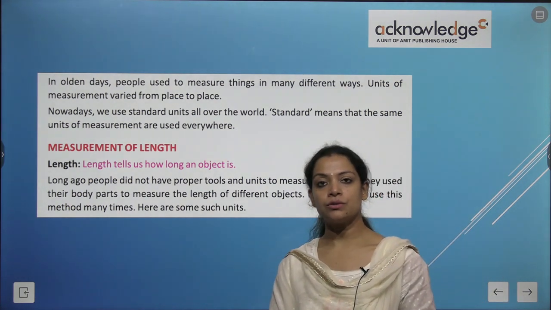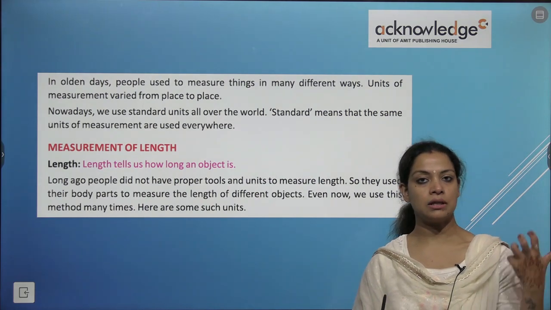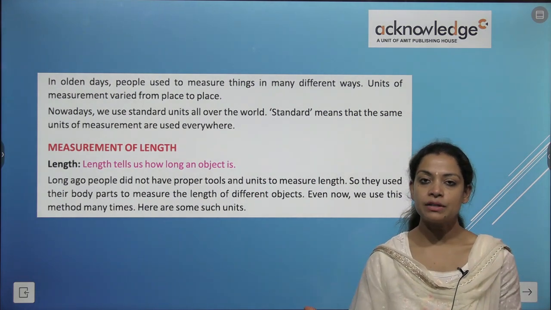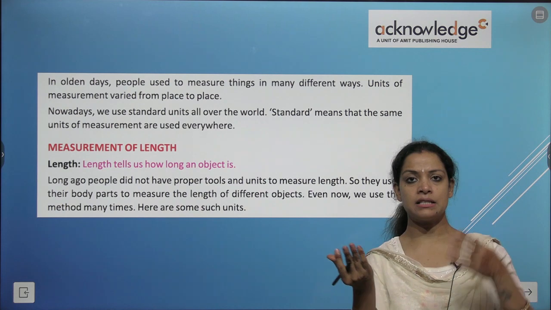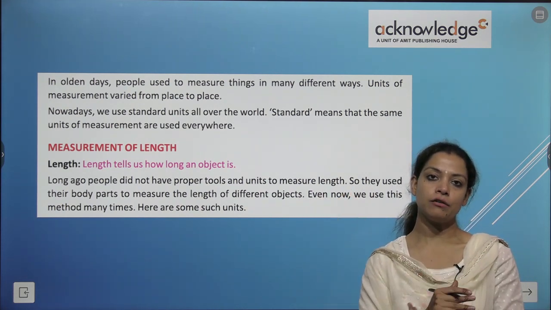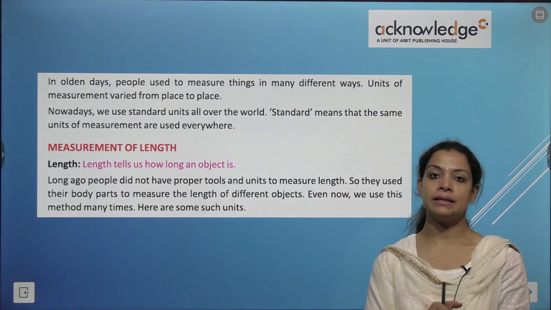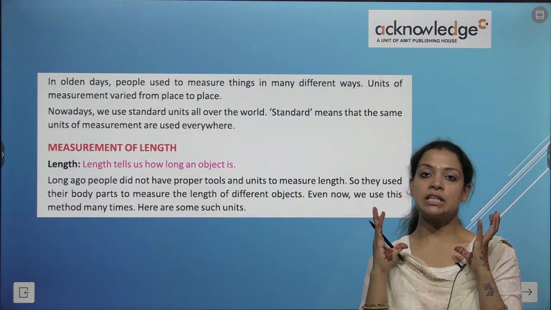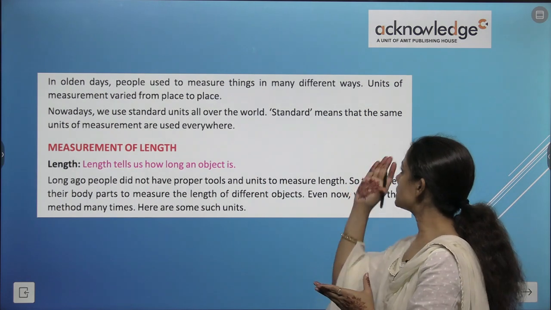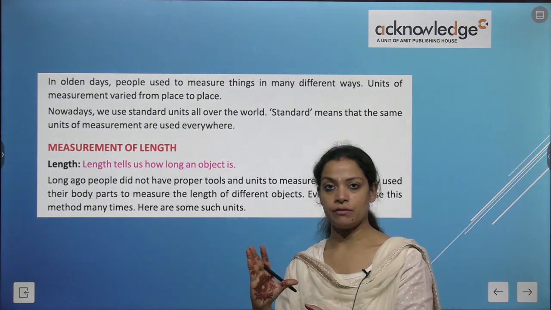So earlier, what used to happen? कोई specific technique या tool नहीं होता था to measure things. So in primitive days, people used to use their hands, fingers, or elbow to hands to measure some kind of length or dimension. Now human being has invented a specific tool which gives exact measurement. So standard means that the same unit of measurements are used everywhere.